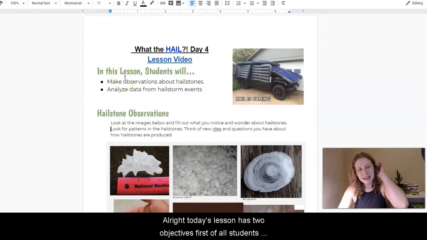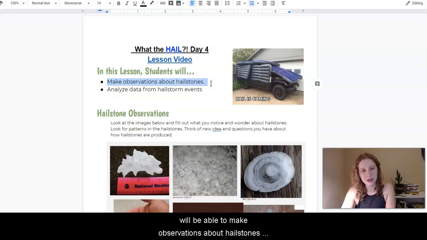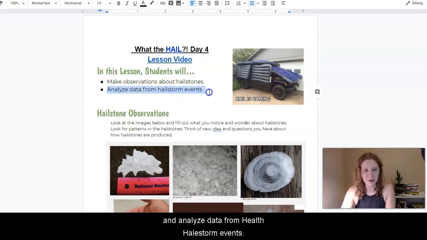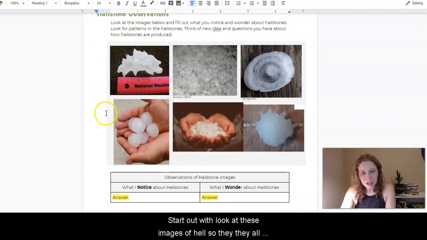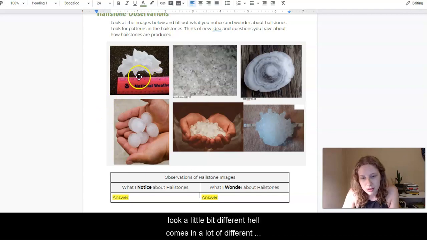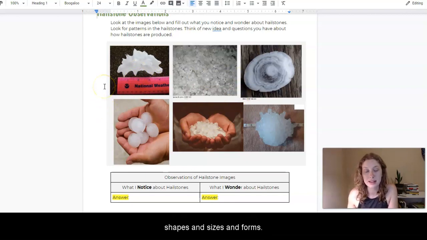All right, today's lesson has two objectives. First of all, students will be able to make observations about hailstones and analyze data from hailstorm events. To start out with, look at these images of hail. So they all look a little bit different. Hail comes in a lot of different shapes and sizes and forms.